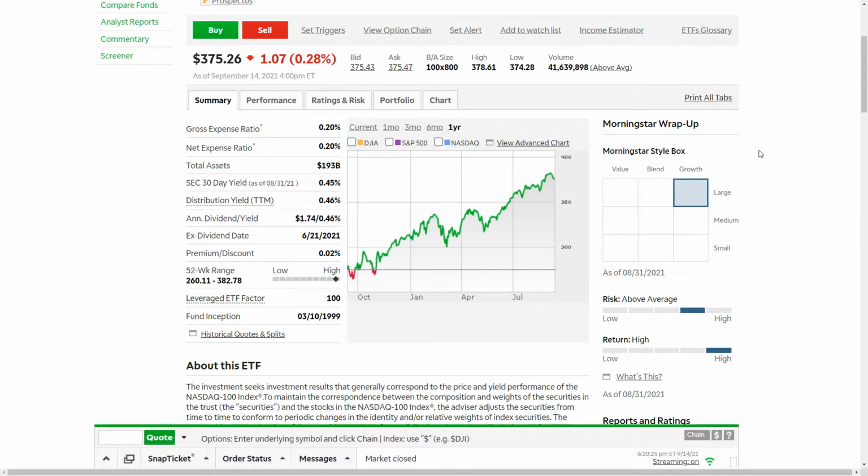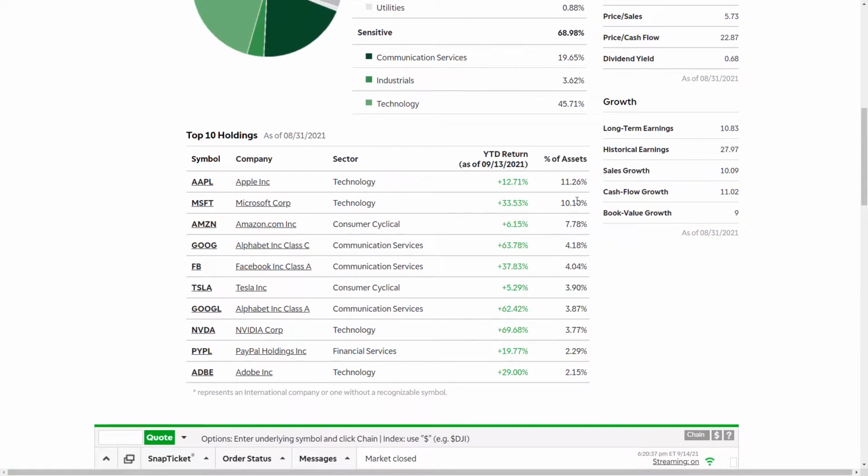So this is essentially a fund that tracks a lot of the larger tech related stocks, primarily the NASDAQ 100, so the 100 largest companies in the NASDAQ. And you can see what some of those are here in the fund. You've got Apple, Microsoft, Amazon, Google, Facebook, Tesla, Nvidia, PayPal, and Adobe. And you can see just looking on the right hand side that the year-to-date returns nearly across the board have been pretty incredible, and these are all great companies that are extreme powerhouses in their space.